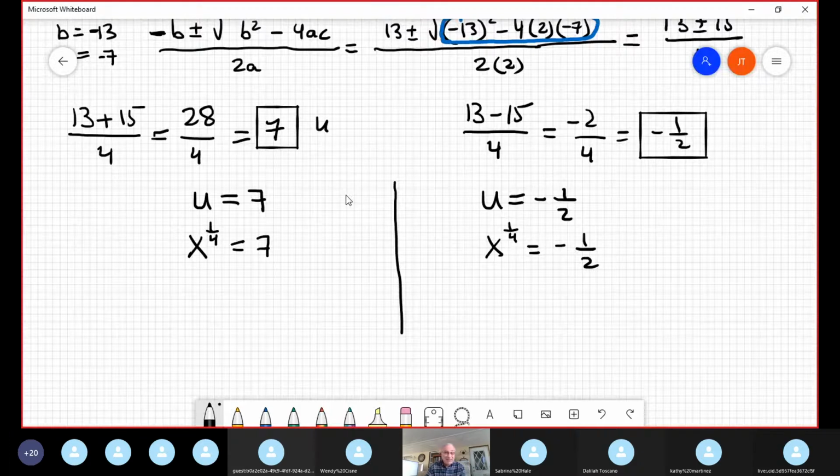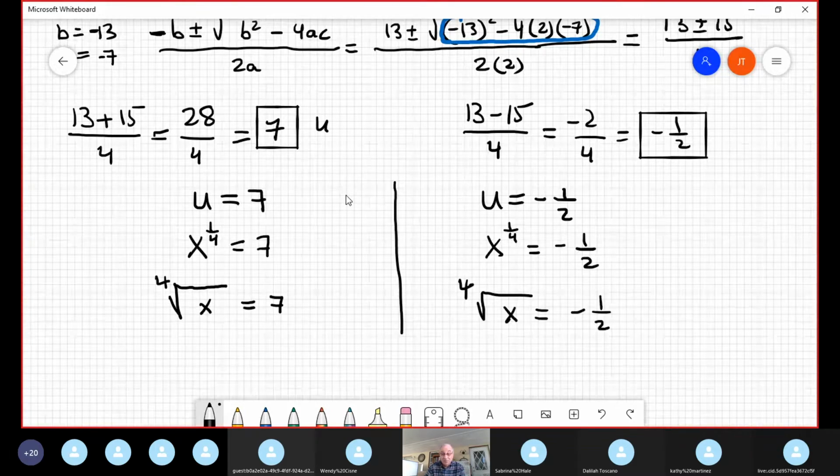Okay, remember, a fractional exponent is equivalent to the radical notation. It's the 4th root of x. Okay, this is another point of view. Either way, you can analyze using fractional exponents, or you can analyze using radical notation. I prefer the radical way, for two reasons.